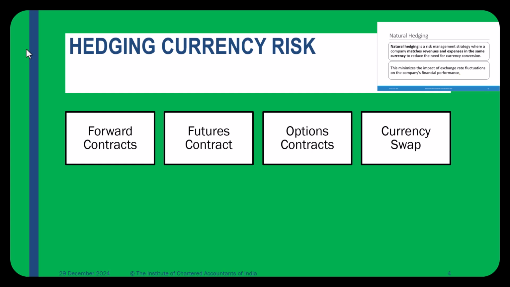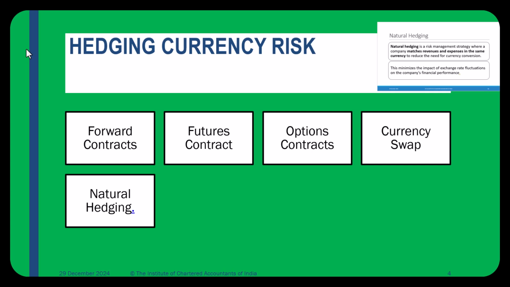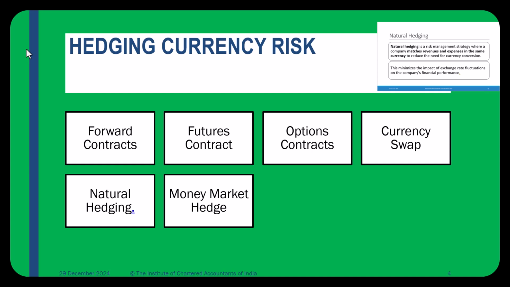Currency swap, which we are going to learn in my coming slides through a practical example. Then natural hedging, which we are also going to understand. I'm going to explain that in a short while. Money market hedge, which I'm also going to share.